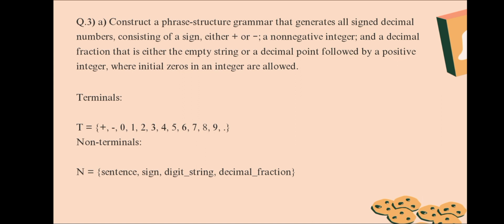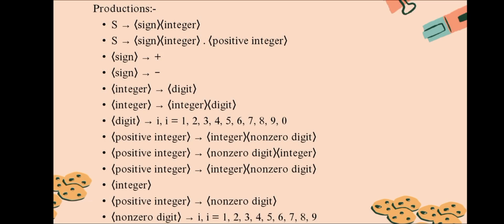So here is a phrase structure grammar that generates all signed decimal numbers consisting of a sign, either plus or minus, a non-negative integer, and a decimal fraction that is either the empty string or a decimal point followed by a positive integer. Initial zeros in an integer are allowed. These are the production rules. First, we say that S is sign, integer, decimal fraction.